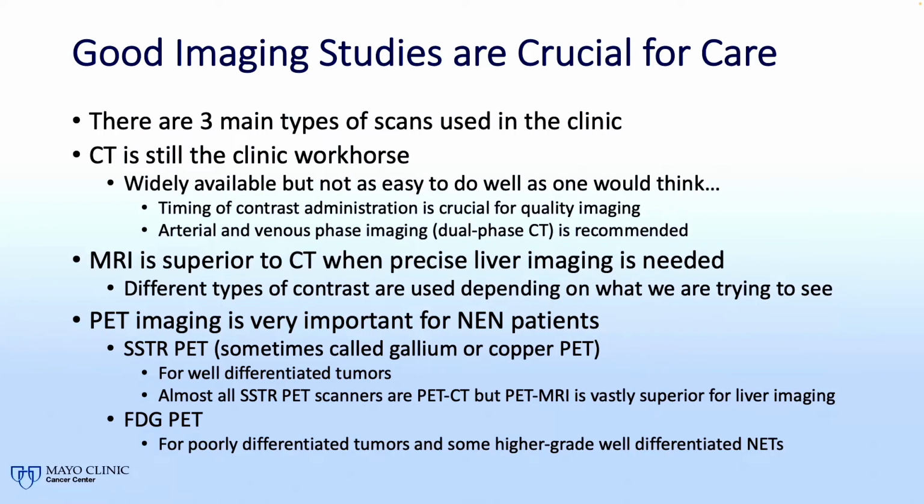As for scans, we use three different types. CT is by far the most helpful in terms of day-to-day work. That's really the workhorse in the clinic, but the CT has to be done right. Then we have the MRI. If you're looking at the liver, nothing trumps a good MRI. There's just nothing that even comes close. Then we have PET imaging, what's called DOTATATE PET, or somatostatin receptor PET, SSTR PET, and that can be a PET CT in most places, or a PET MRI. At Mayo, we use PET MRI, which we find vastly superior for the liver, but PET CT does a really good job for most people, and if you need good liver imaging, just do a PET CT and the regular MRI. And then for the poorly differentiated high-grade tumors, we use the regular PET, which is called FDG PET.